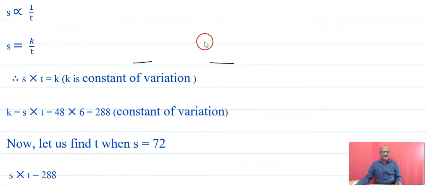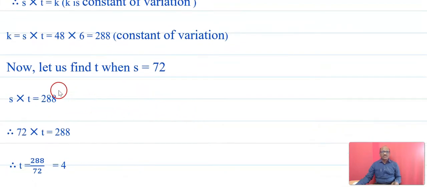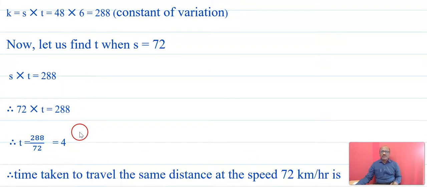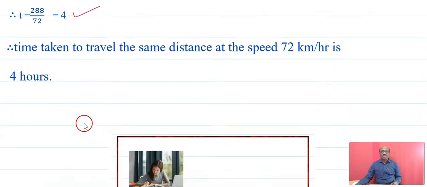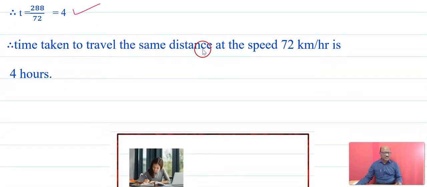Now, first we are given that S is equal to 48, that is the speed, and the time taken is 6 hours. Therefore, 48 into 6 is equal to 288, which is the constant of variation. Now, let us find T when S is equal to 72. Therefore, 72 into T is equal to 288. Therefore, T is equal to 288 upon 72, and that comes to 4. Therefore, the time taken to travel the same distance at the speed of 72 km per hour is 4 hours. In the previous one, there were 6 hours. Now here it is 4 hours. The time is less now.